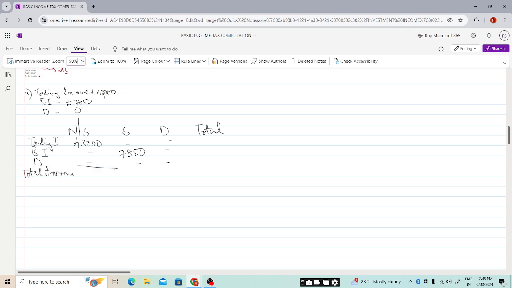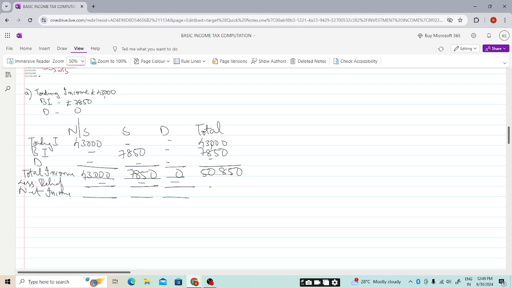What will be our total income? 43,000, this will be 7,850 and this will be 0. Our total will be 43,000, 7,850, 0, and the total income will be 50,850. Less relief. Is any relief available? No. This will give rise to net income, which will be the same only because we don't have any relief available.